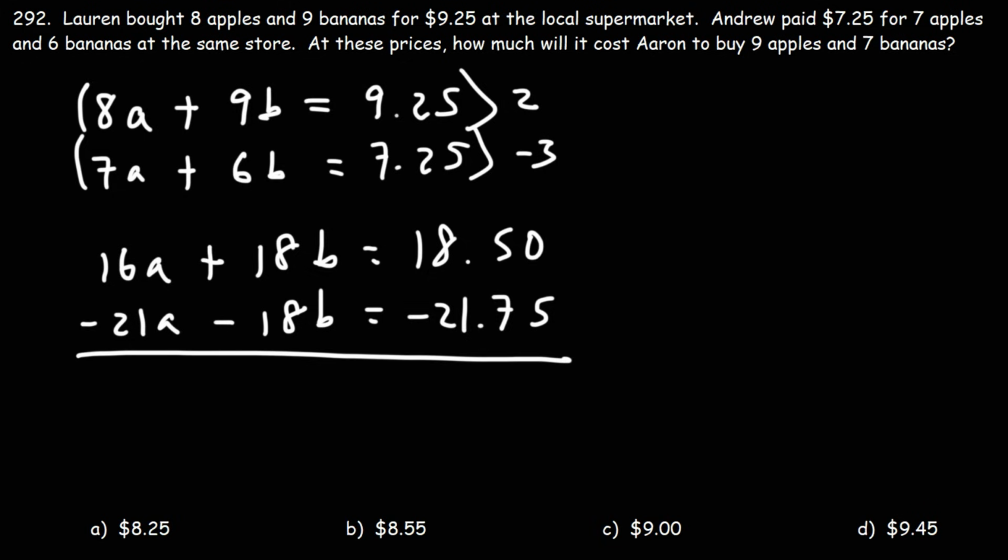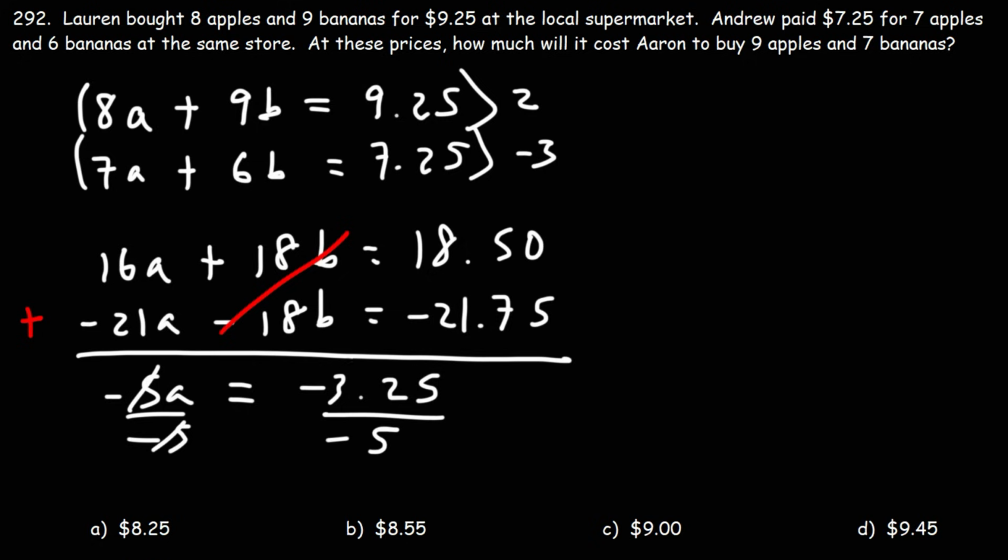Now, let's add these 2 equations. 18b and -18b will cancel. We'll get -5a is equal to 18.50 minus 21.75. That's -3.25. Now, let's divide both sides by -5. -3.25 divided by -5 is 65 cents. So that's the price for an apple.